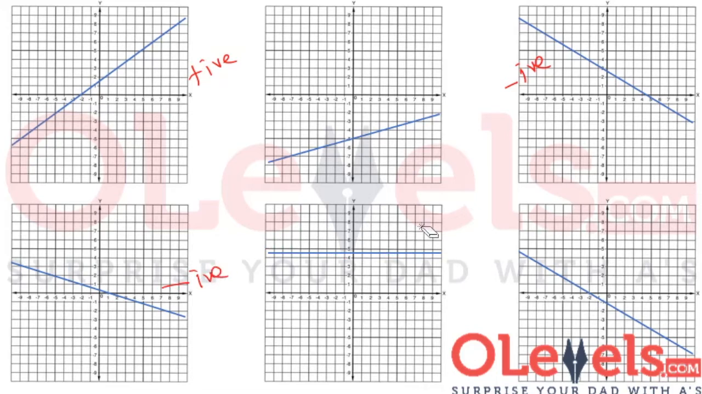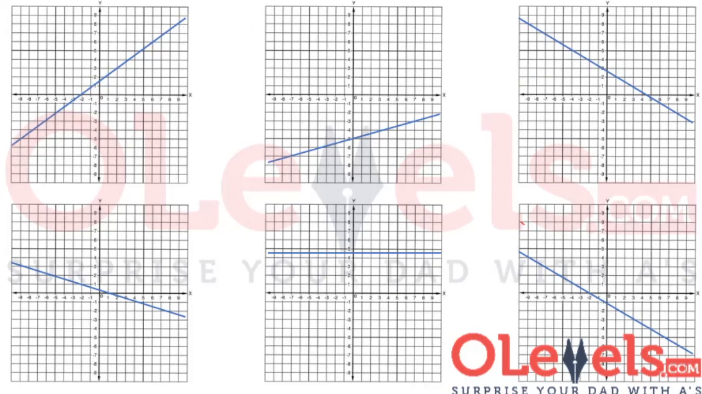This line is completely flat. We see that it does not move upwards or downwards as we move towards the right. So the gradient of this line must be 0. And this line, the last line, falls downwards as we move towards the right. So the gradient of this line must be negative. So I hope that makes sense. Now we have a rough idea of what the gradient looks like given a particular direction of the line.